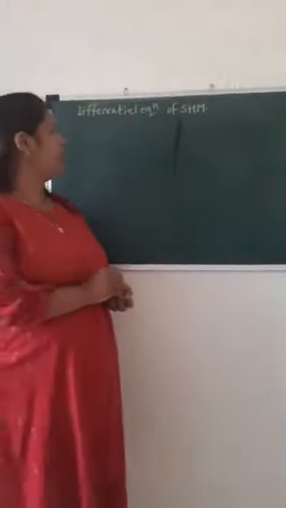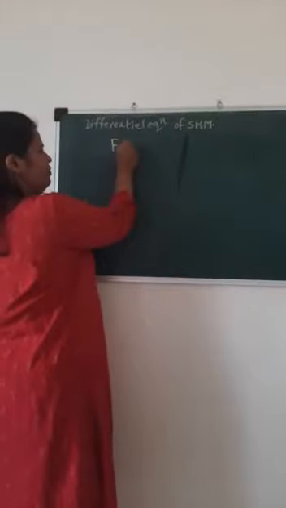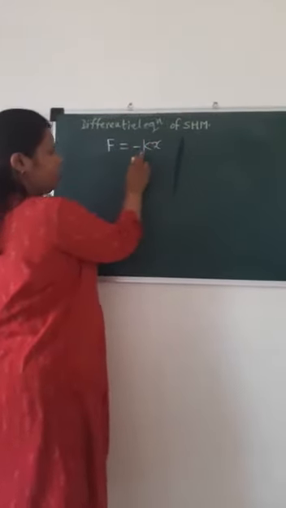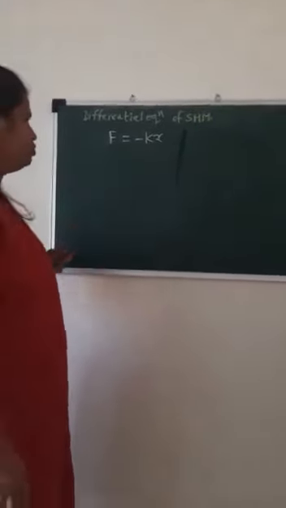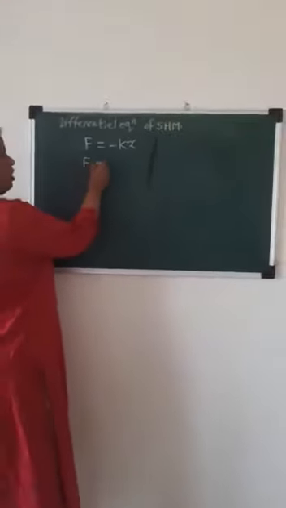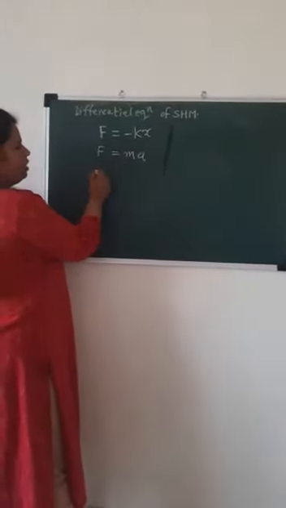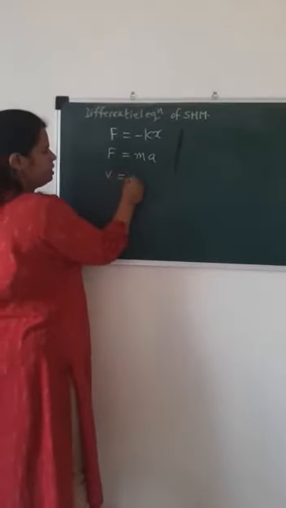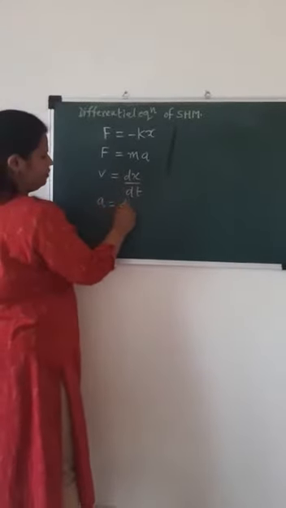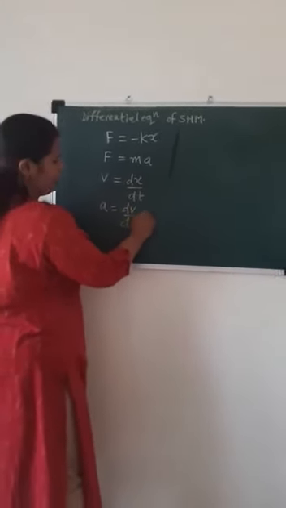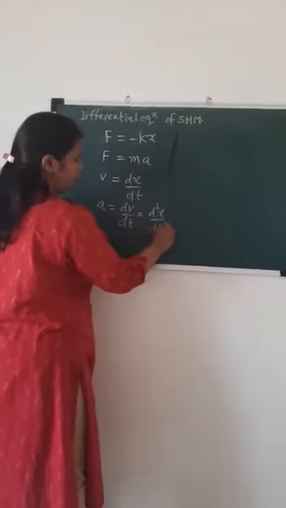Now let us derive the differential equation of SHM. What is the restoring force? F is equal to minus kx, where k is the force constant and x is the displacement from the mean position. Now from Newton's law, F is equal to ma. Velocity is dx upon dt and acceleration is dv by dt, so we can write it as d2x upon dt square.